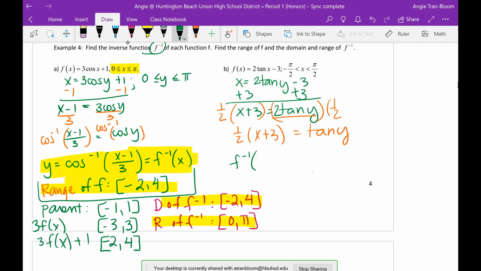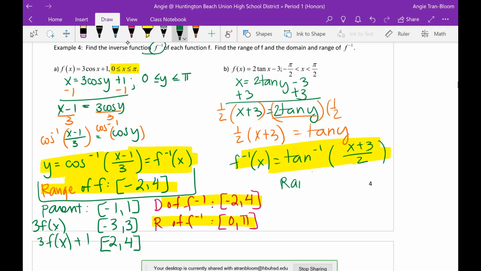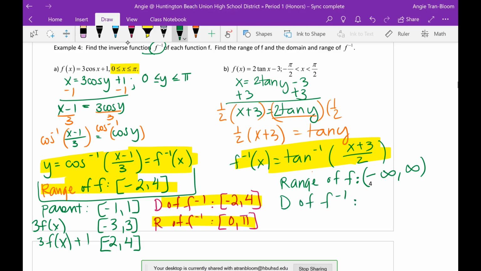F inverse is now what? Tangent inverse of x plus 3 divided by 2, or you can write the 1/2 in the front with the quantity. Either way, I'll take it. So box that up. It's going to ask you for the range of f. What is the range of f, class? Negative infinity all the way to infinity, because it is a tangent. It goes up forever, down forever over here, okay, on 27. Then now I need to answer the domain of f inverse, which is all real numbers.